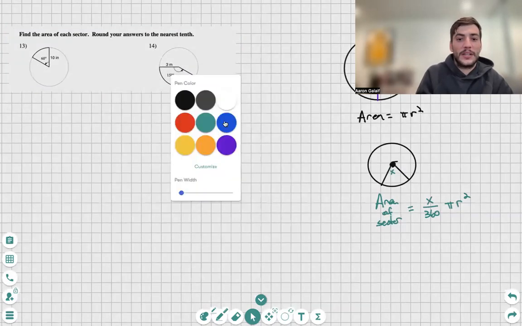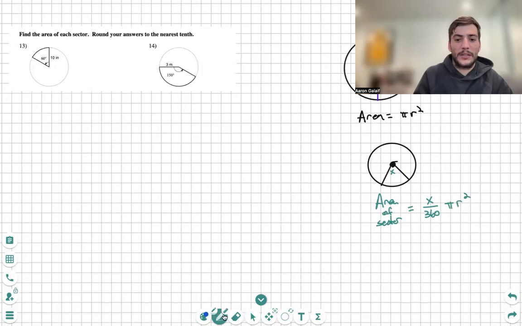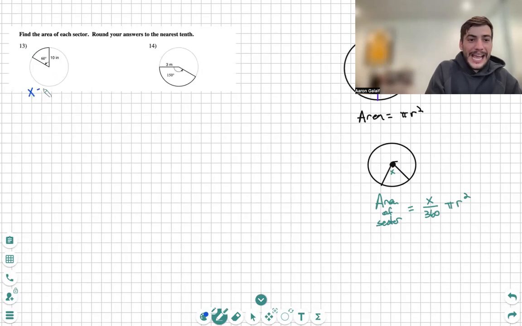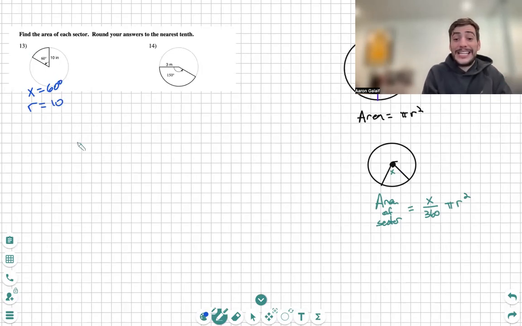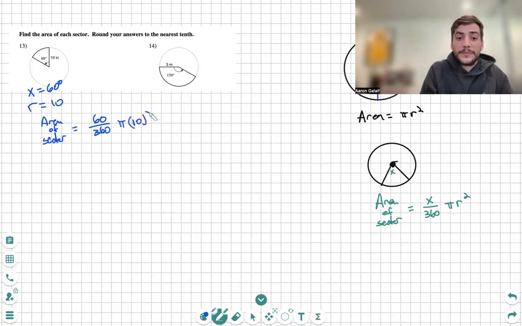Shall we? Let's go with blue. Feeling blue today. All right. So first, we notice that my x is 60 degrees. We notice that my radius is 10. We have everything we need to solve for this area of the sector. All we're going to do is write area of sector equals x over 360 times pi times the radius squared. And that's it.